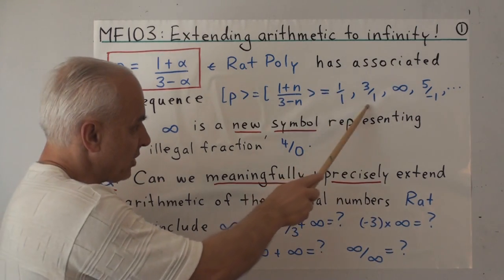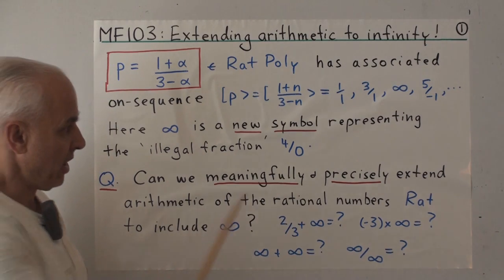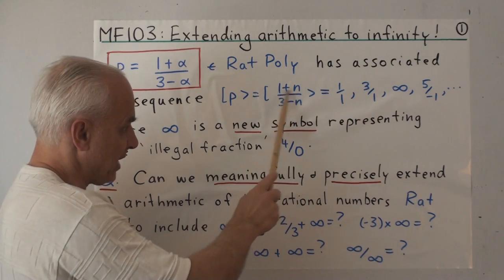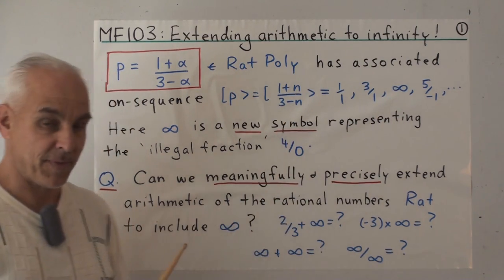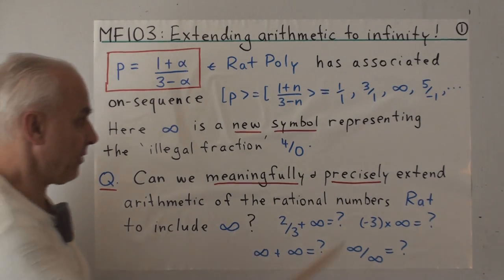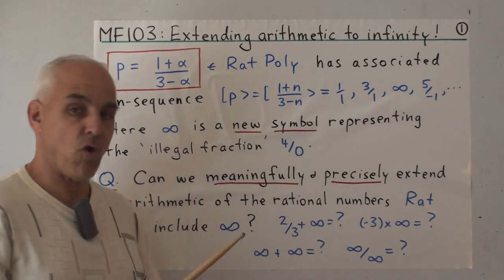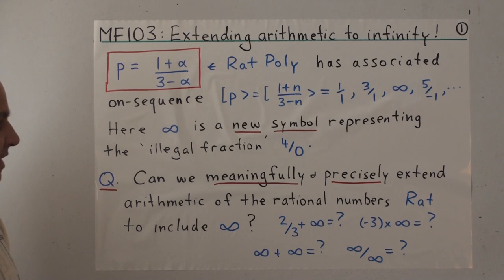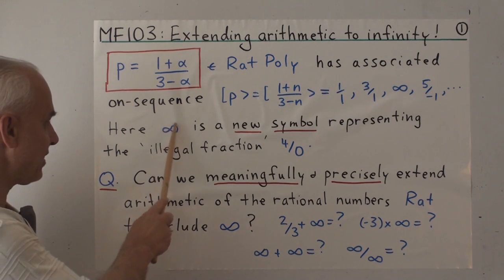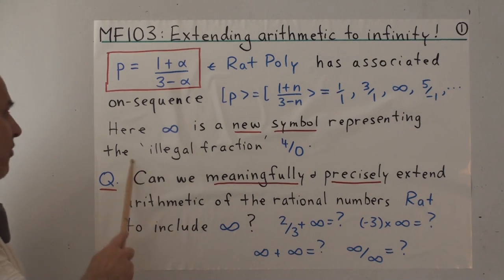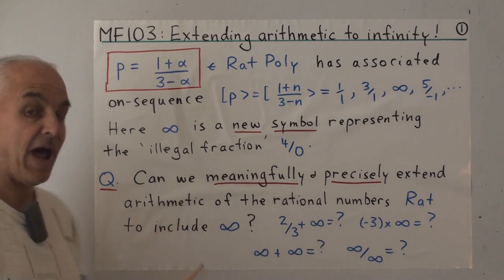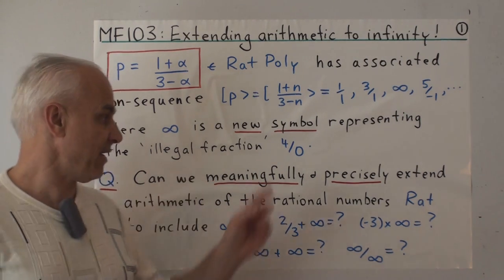And in this case, 1 and 2 is not problematic at all, but when n is 3, we can see that we're getting 4 over 0. And that's a new kind of phenomenon, and we've decided to incorporate that with this new symbol, infinity, sort of a sideways 8 or a lemniscate. So here this symbol is a new symbol representing what up till now is an illegal fraction, the fraction 4 over 0.